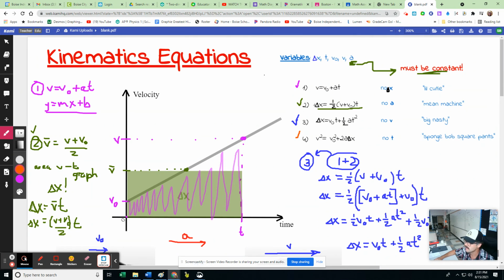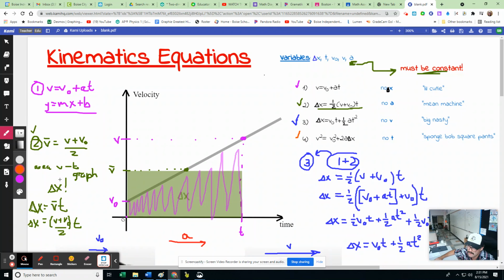The second equation, the mean machine, is derived from our ideas about what it means to be an average velocity, or an average. Between this starting velocity and this final velocity, there's some average velocity between here. We call that V hat, or sorry, V bar. And here's the equation for an average.